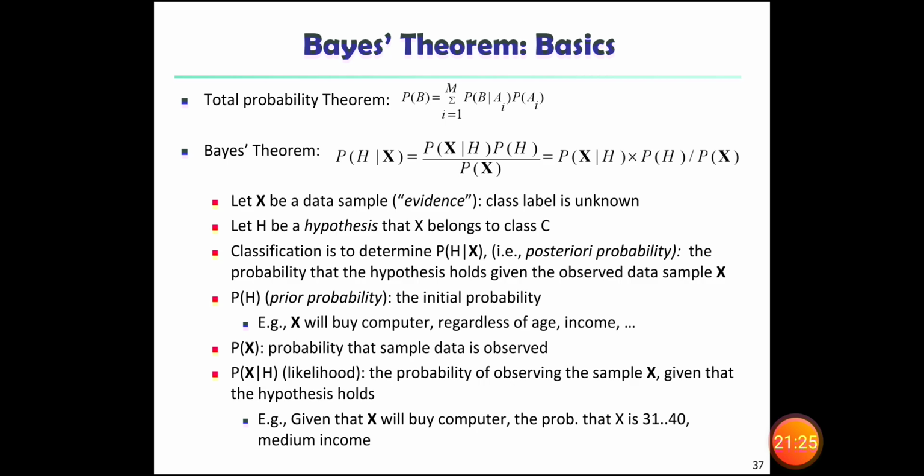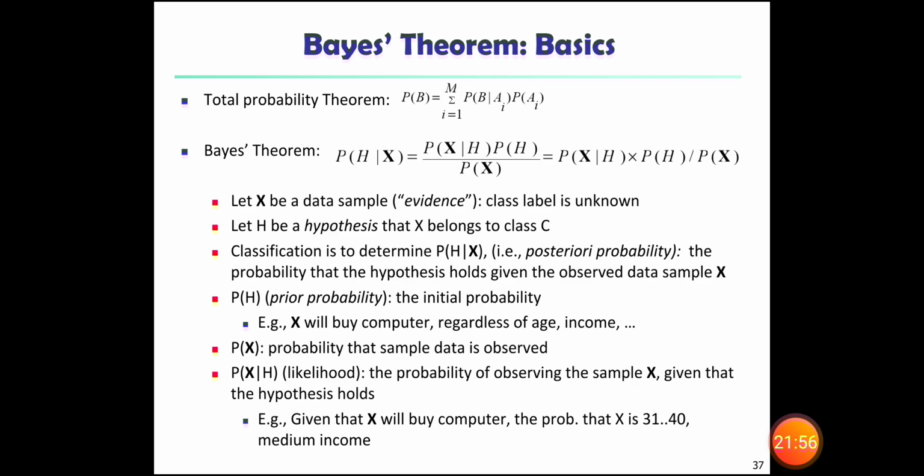Here P(H) is the prior probability, that is the initial probability. Example, if you take X, X will buy a computer regardless of age, income and others. And P(X), we have to remember when we go to the next slide. P(X) is nothing but the probability that the sample data is observed. And we have to calculate P(X).